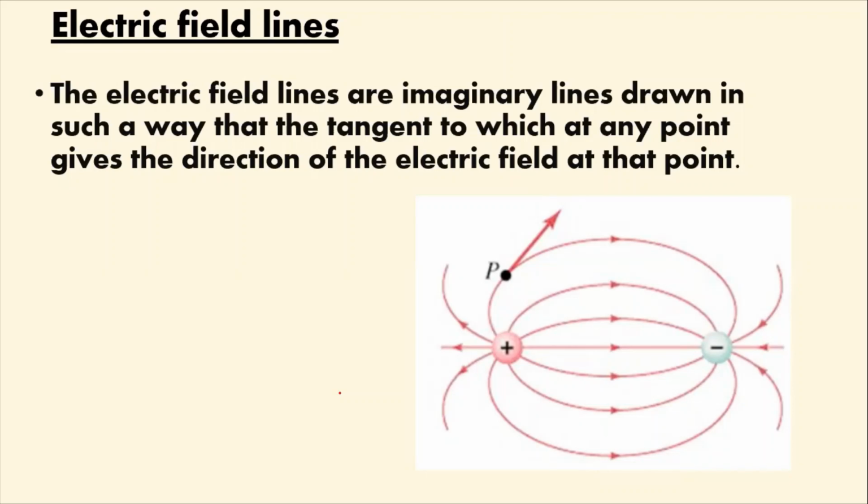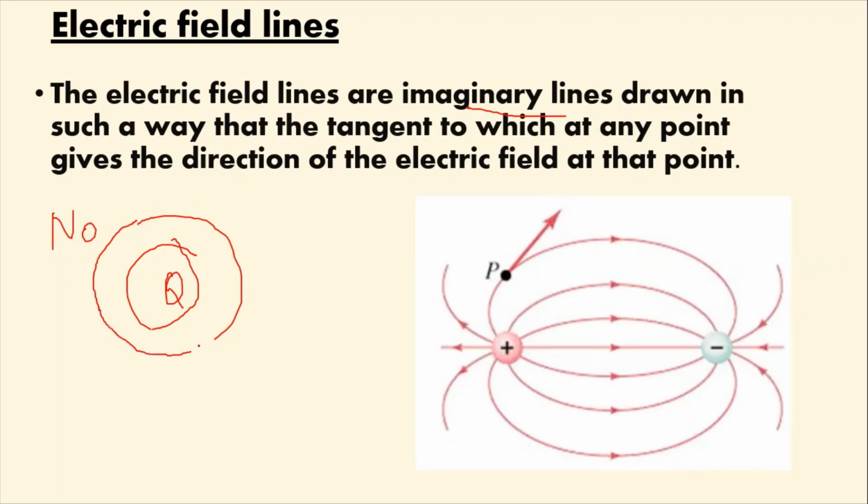So, electric field lines, do they really exist? The answer is no. They are imaginary lines. Okay. So when there is a charge, there is a field everywhere surrounding the charge. But field lines are drawn for our understanding and convenience.